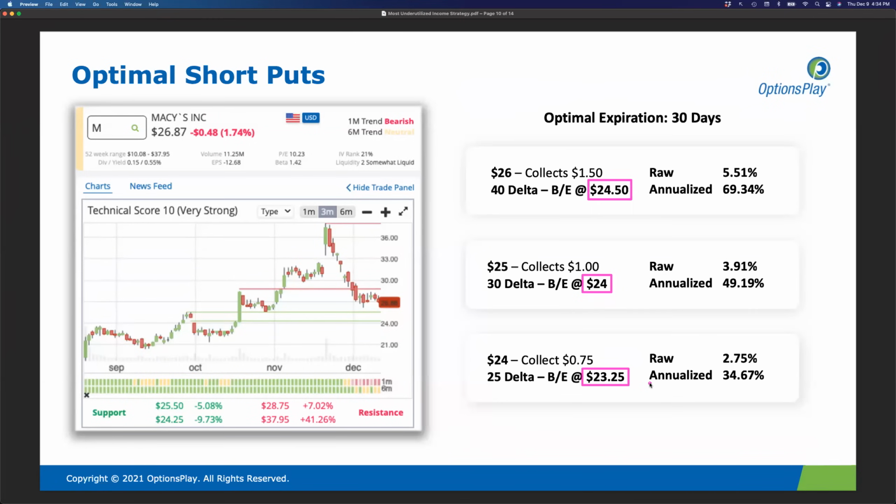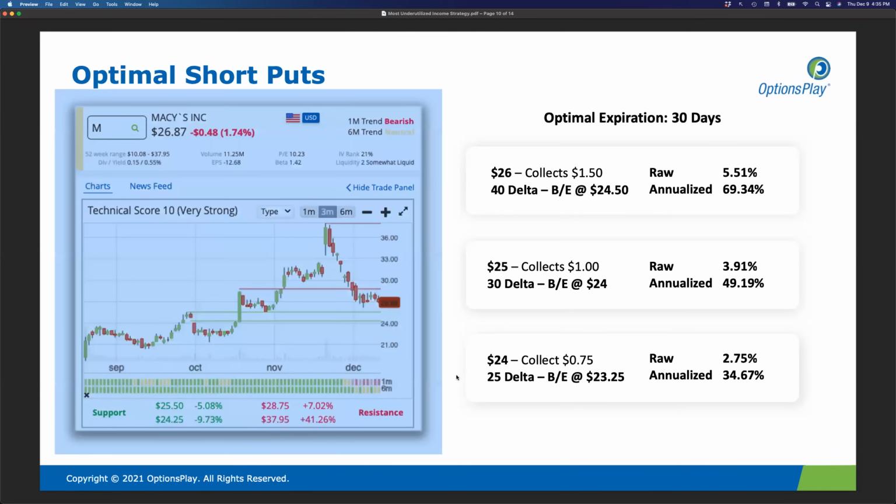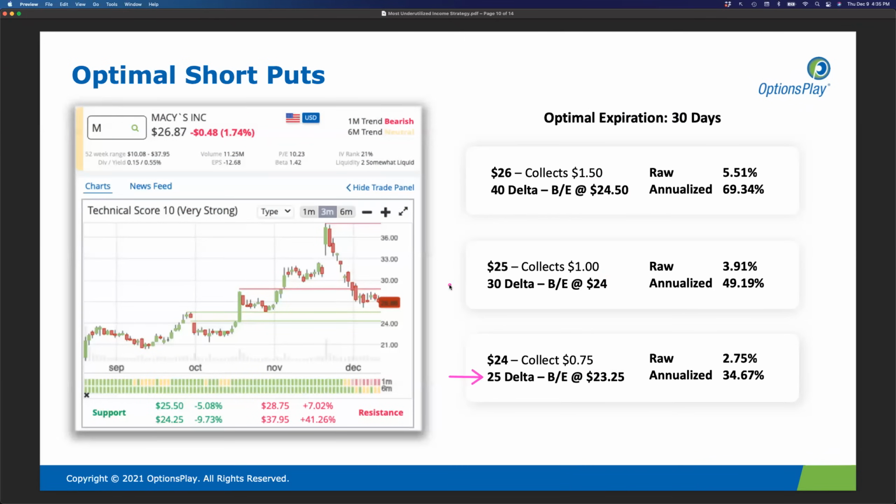Now, I want to ask everyone here, if you had the choice of selling put options on Macy's, which one of these 3 would you choose? The 26, the 25, or the 24? You can type your answer into the chat window here. I see a lot of 24s and 25s. I see a couple of 26s, but predominantly I would say most of you have said 24 or 25. A few of you said 25 delta. Okay, I also have the deltas here, and we'll talk a little bit about deltas and how they affect your decision, okay?